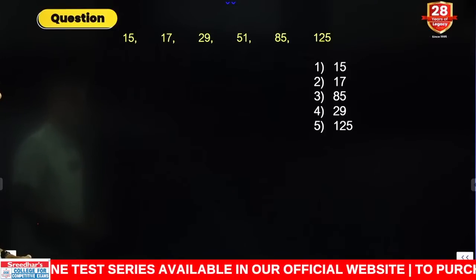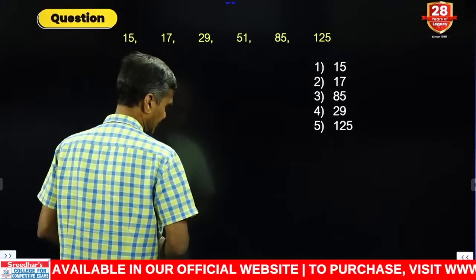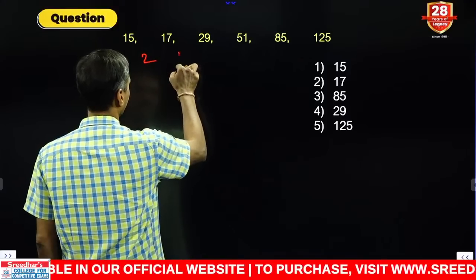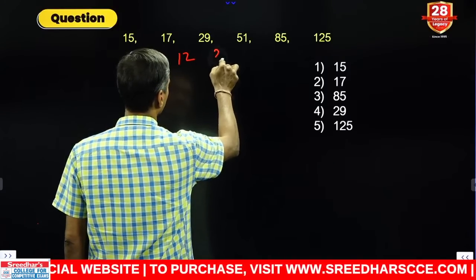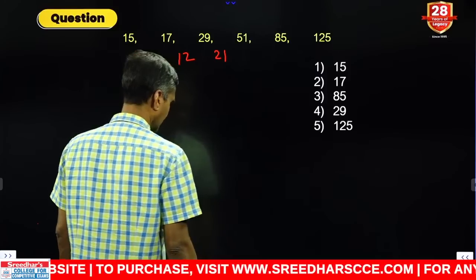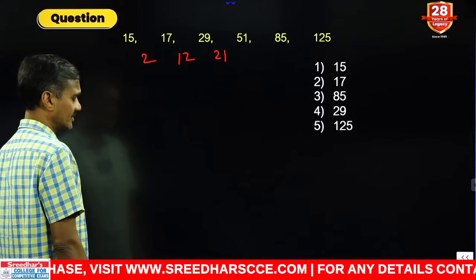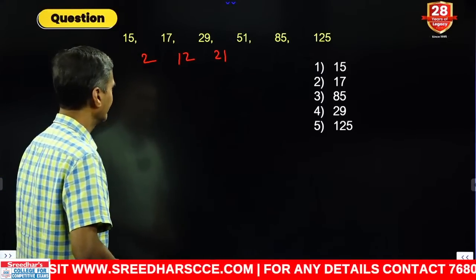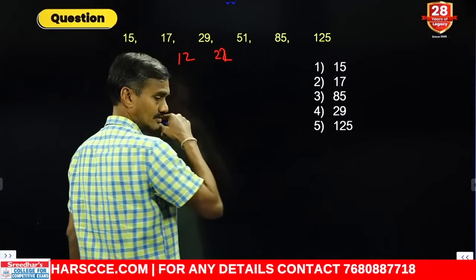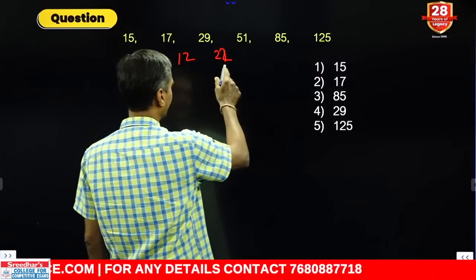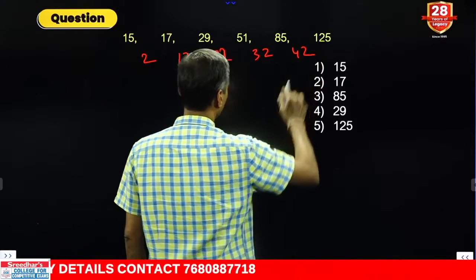Yes, your time is up. Then coming to the first, this one, 15, 17. Now 15 and 17, what is the difference we have? 2. Here the difference is how much? 12. And 29 and 51, the difference is how much? 21. Now it fits: 2, 12, 21. And the next one, 29 and 51 came. The difference is how much? 22, right? 22. 2, 12, 22. Next, how much should it be? 32. Next one is 42. Like this, differences.